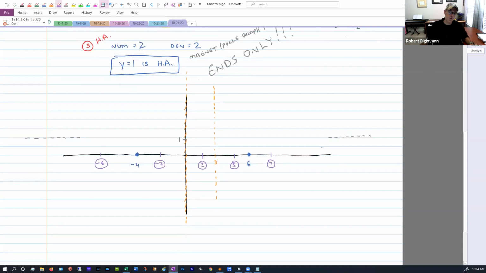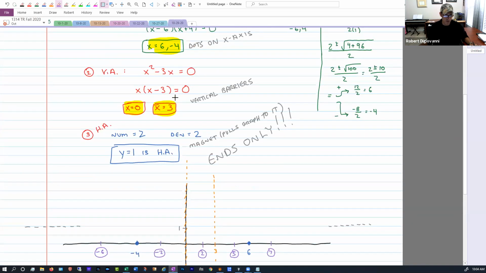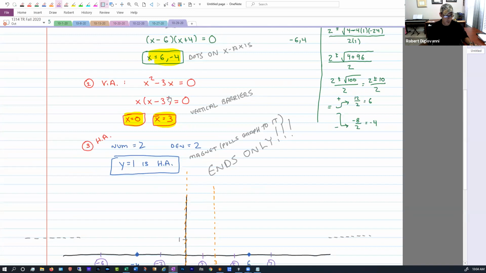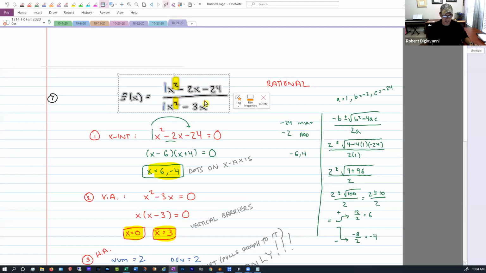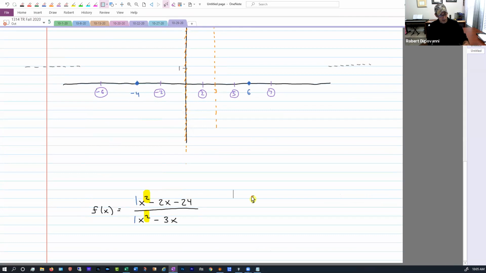Now, this is the very unfortunate part, right? Because you have to now take each one of those and plug them into this. So I'm going to move that down here so I can do that. So that means I have to take -6 and plug it into that function, which means I have to do -6 squared minus 2 times -6 minus 24 over -6 squared minus 3 times -6.